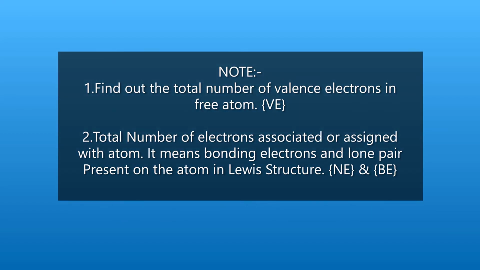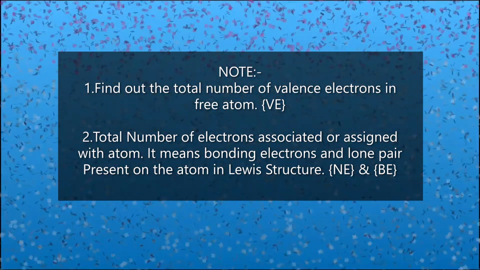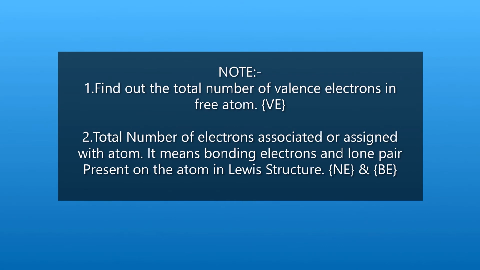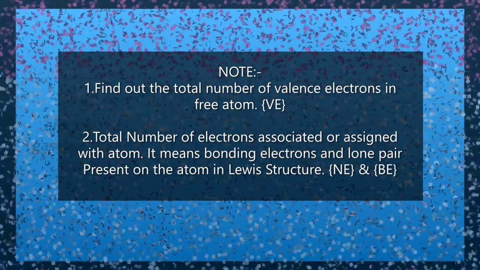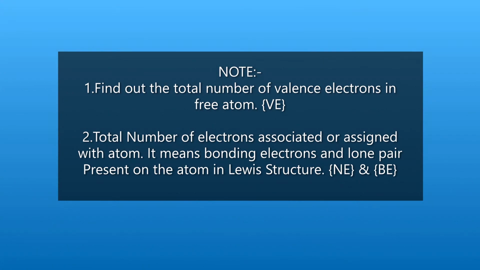Again remember, students, before defining the formal charge, that is, what formal charge is and how we can calculate it, we must know two things. The first thing is the total number of valence electrons in the free atom, which is nothing but the valency of that atom. And the second thing is the total number of electrons assigned or associated with that atom, which is actually the total number of bonding electrons and non-bonding electrons in the Lewis structure for that individual atom. So these two things we must know.